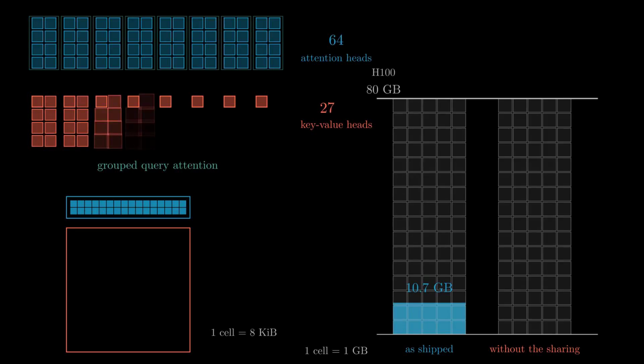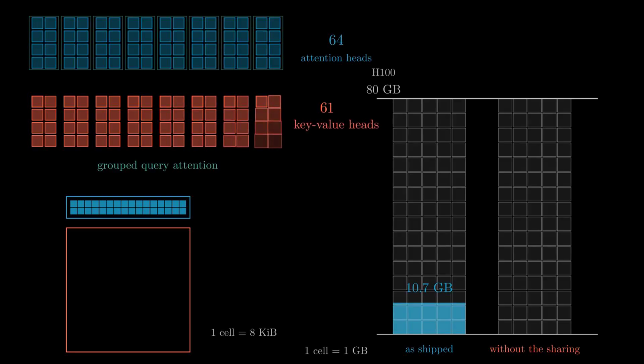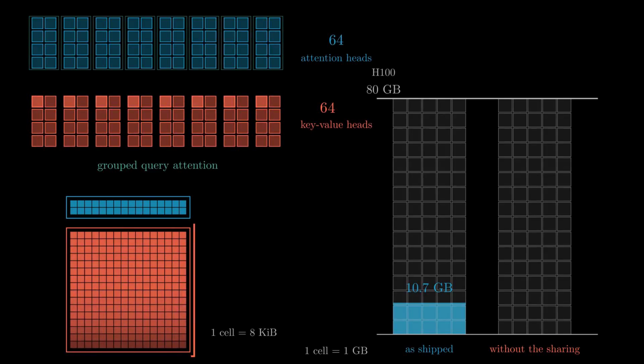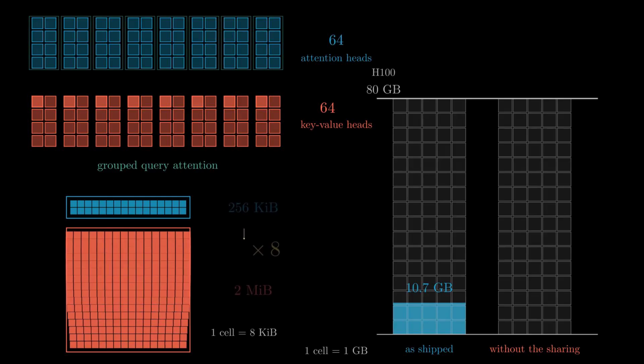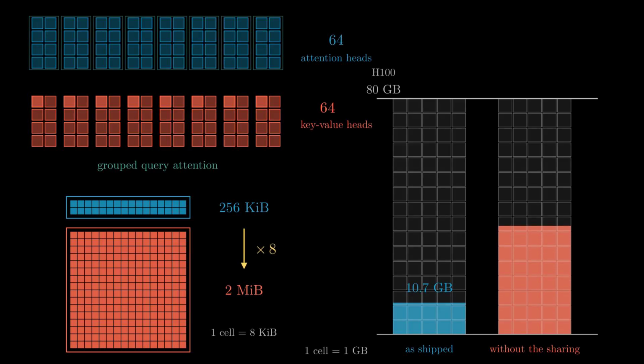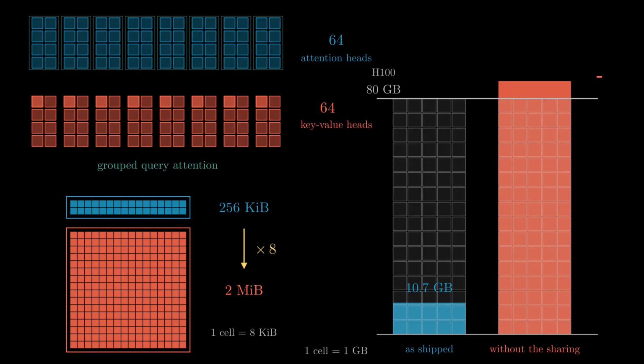Give every head its own key and value, exactly as the original transformer did, and the same context costs you 8 times as much. 2 mebibytes for every token instead of 256 kibibytes. And at full context, that comes to 85.9 gigabytes for a single conversation, which does not fit on an 80 gigabyte card at all, before you have loaded one weight of the model you were trying to run.